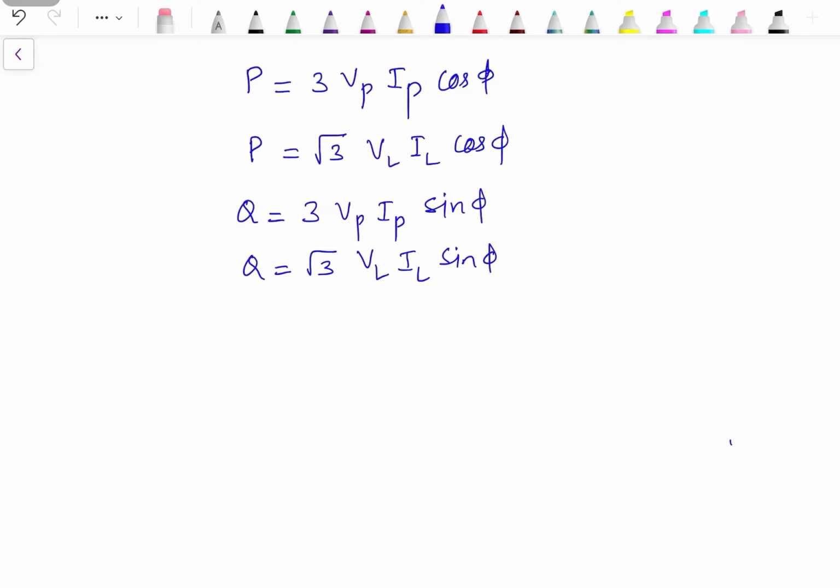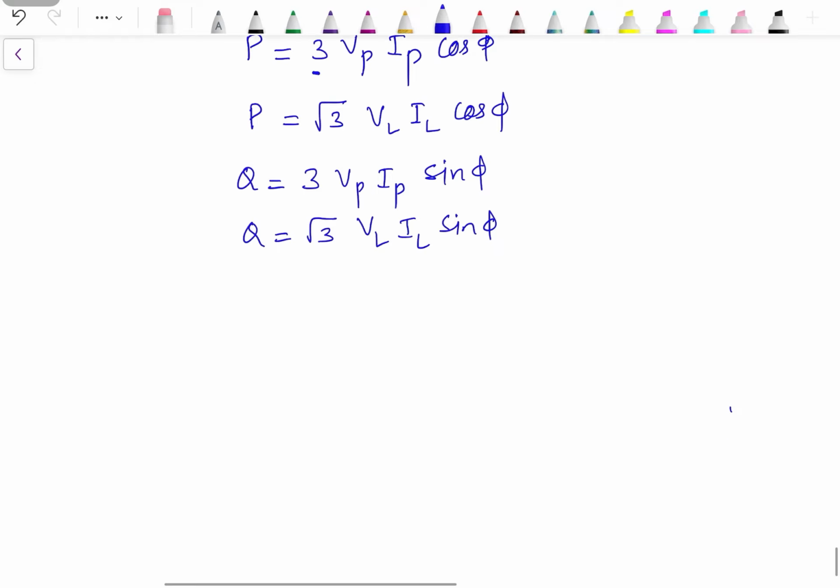Now we know that this power, 3 times Vp Ip cos phi, is actually the sum of the power consumed in each of the three phases. Similarly, reactive power is also the sum of the power consumed in the three phases. Now, how to measure the power in three-phase circuits is the major topic which I am going to cover in this video. So we need to check what the various options are for the measurement of power.